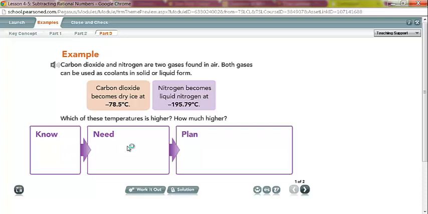So what we need to do is find out which one's higher, and by how much higher it is. So we're going to be looking for a difference. We need to find the difference between them. So how are you going to do this? Take a moment and work this problem out. Go ahead and pause the video.